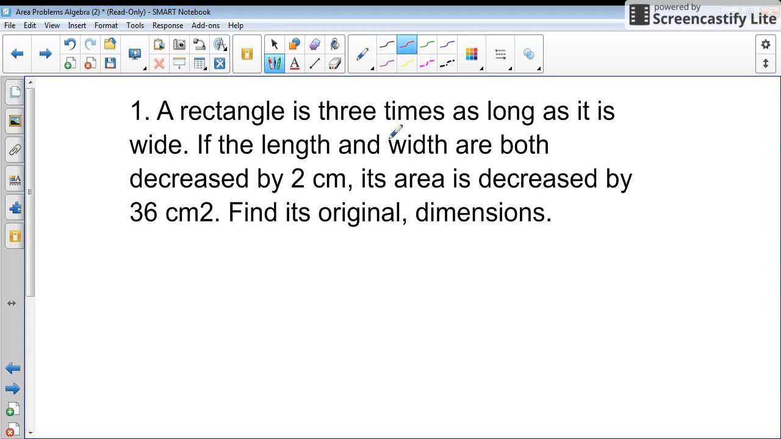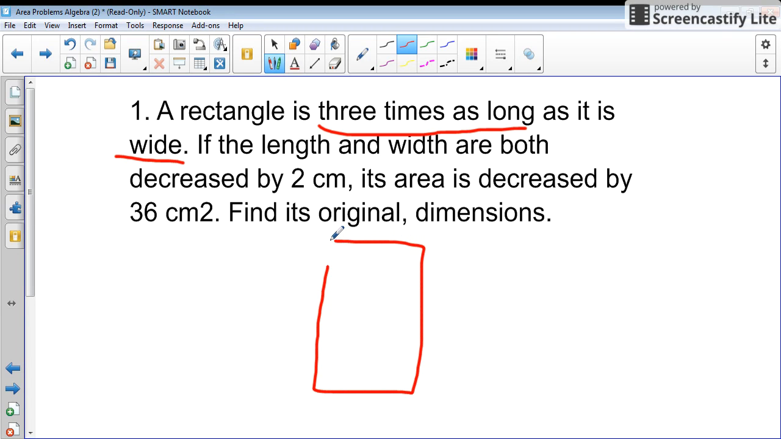If I read the problem, it says a rectangle is 3 times as long as it is wide. So think about that. That means it's going to be pretty long and skinny, right? Like the length, this way, is going to be 3 times this distance, and then it says if they're both decreased, the length and the width, by 2, its area will be decreased. So if I cut that by 2, I cut that by 2, the same distance on each side, call that 2, and here's my new rectangle.